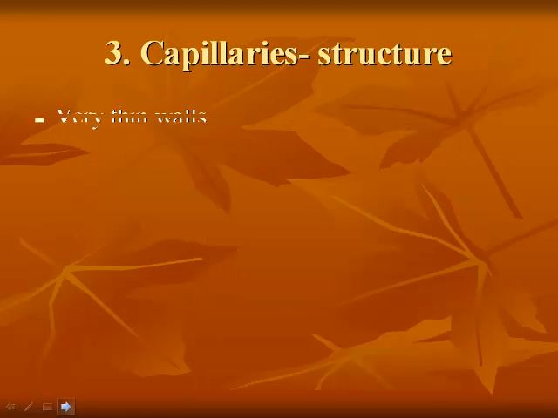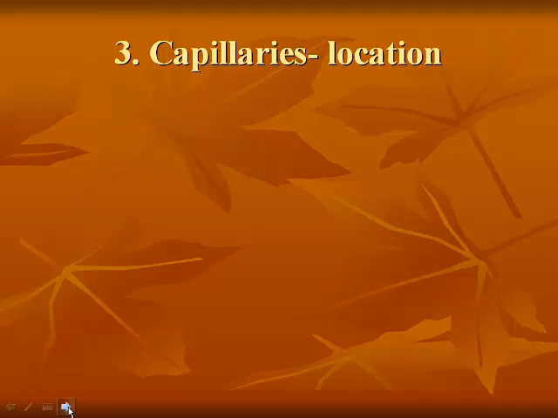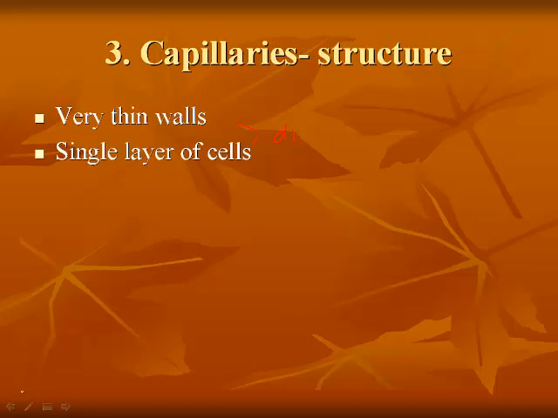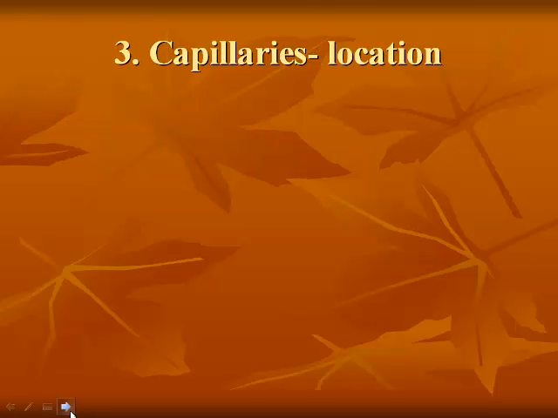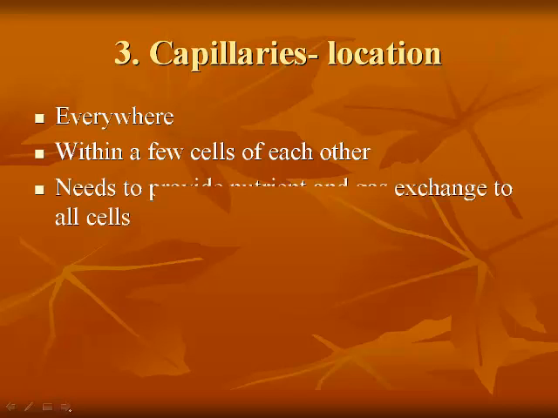So let's talk about the structure. Very thin-walled. Why would it want to be very thin-walled? It's because it needs to diffuse nutrients and gases in and out of those cells rapidly. The location: everywhere. And like I was saying, they have to be within a few cells of each other because you need to provide nutrients and gas exchange for all of those cells. So take a minute to copy those ones down.